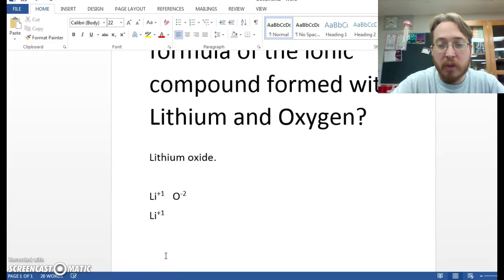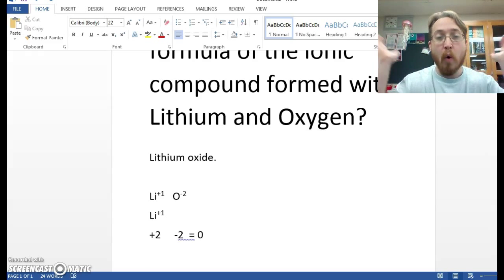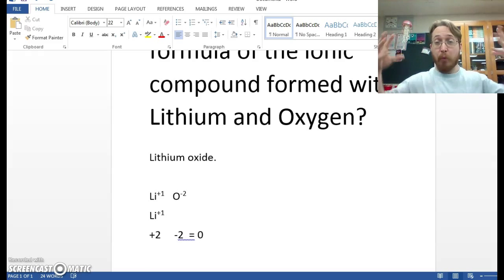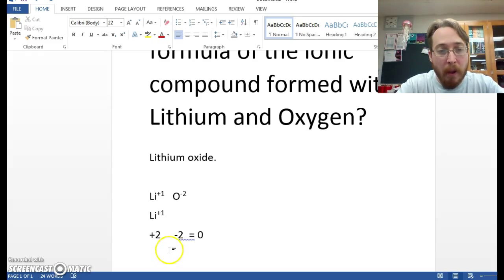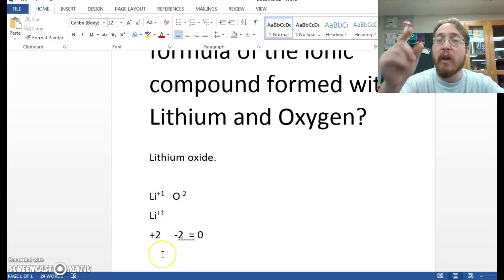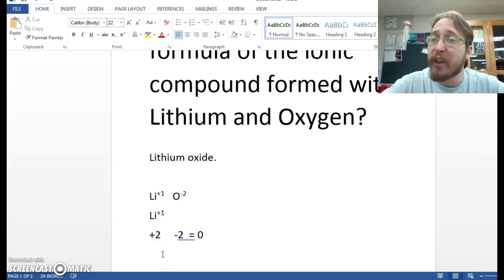Now, if we look at the charges, this side has a +2. This side has a -2. Those come to equal 0. We're neutral. We have got it. We have got our ions together to become neutral. We have sought balance. We have made it a compound that is neutral. Well, how many lithium did we use? Well, we used 2 lithium to get us this +2 overall charge. We have 1 oxygen to get this -2 charge. Those numbers are the counts. And that's what we need in our formula.